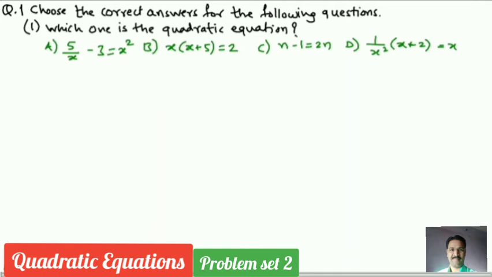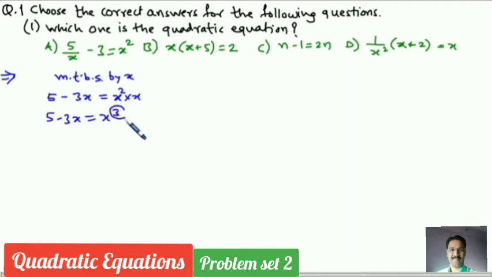See the first one, the first equation. We don't need this x here, so we are going to multiply both sides by x. What will we get here? Here it is 5, and after multiplying you will get minus 3x, and this side x square into x, that is x cube. So 5 minus 3x is equal to x cube. Because of this cube, this is not a quadratic equation. So the first option is not quadratic.